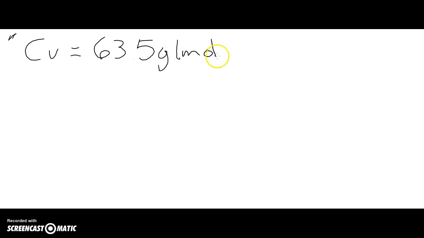Now number 4, which weighs more, a mole of copper or a mole of gold? For that, you have to look at the periodic table. Copper is Cu, atomic number 29, and its molar mass is 63.5 grams per mole. So copper equals 63.5 grams per mole. And gold is Au, it's number 79, and gold is 197.0 grams per mole. So Au equals 197.0 grams per mole.